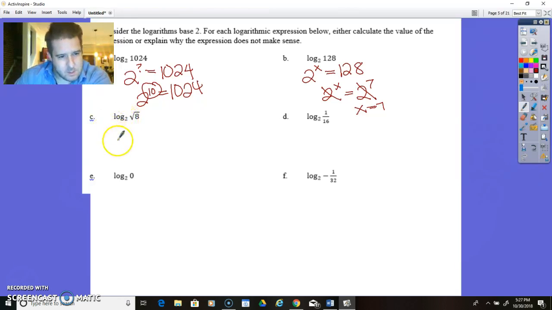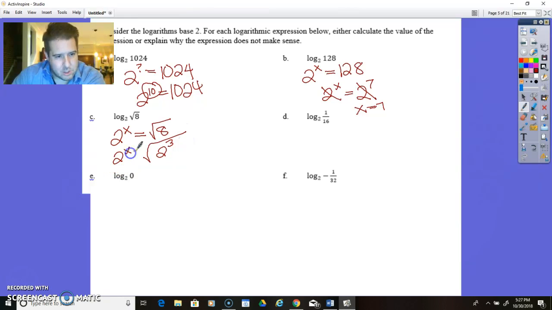Same thing goes for this one. So this is 2 to the what power? I'll put an x for the what power, equals the square root of 8. So 8 is the same thing as 2 to the third power. And as I just showed you in that last screen, this is really 2 to the x power. This is really 2 to the 3 halves power, which means x must be 3 halves.